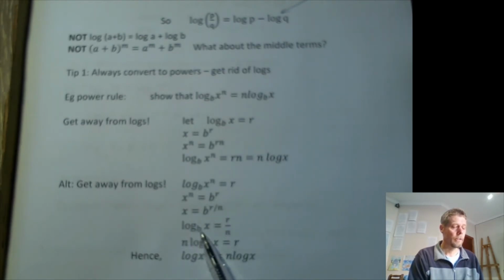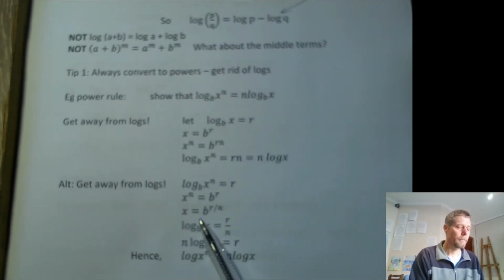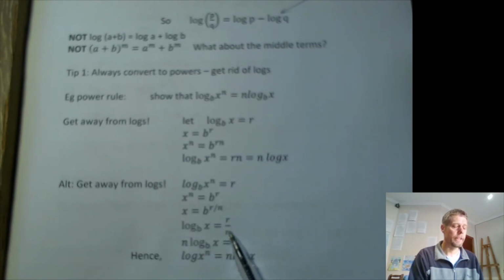So now I've got log of x. I take logs on both sides, so it's simply log of x equals log of b to the r over n. I bring the exponent down, so log of x equals r over n. So n log of x equals r. Okay, I just times everything by n. So n log of x equals r, but we know that r equals this guy. So I've just proved it. So log of x to the n, which is r, is equal to n log x.